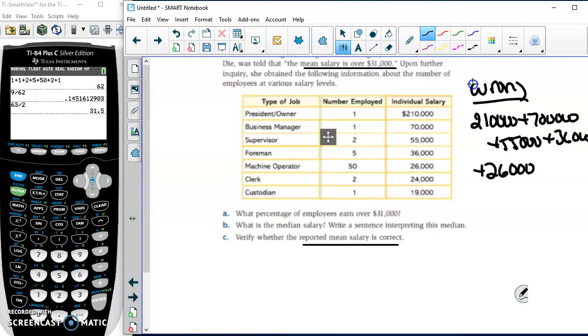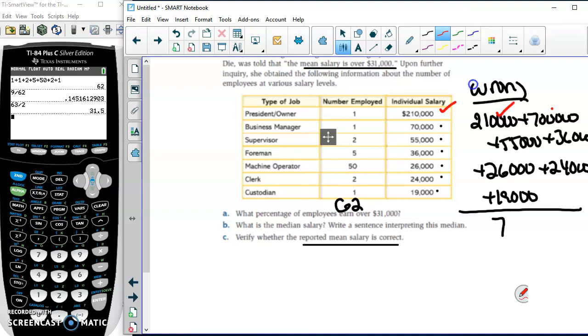26,000, I'm just adding them all up, plus 19,000. Okay, you can't just add those all up and then say, well, after I add them up, I'm going to divide by 1, 2, 3, 4, 5, 6, 7, because you have way more than that. We had our total was 62. So actually, this is saying that yes, there's only one person that has a salary of 21,000, and one person has a salary of 70,000, not 700,000.